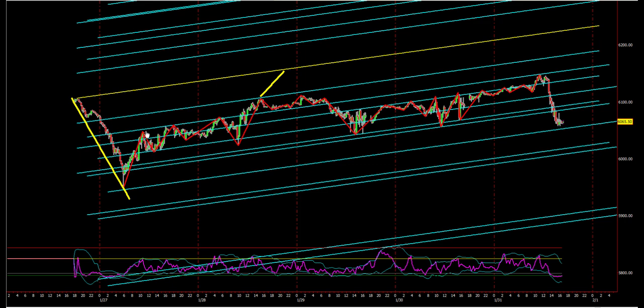Adjust it slightly as the pivots are starting to respect this channel. Now you can see everything is respecting nicely, bouncing, respecting, bouncing nicely. All right, so here's the story.